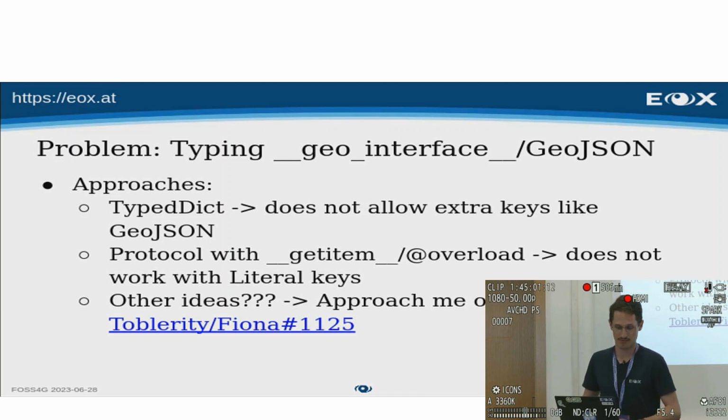But the TypedDict class in Python does not allow extra keys, so we cannot add any keys, for example, that a GeoJSON might have. The second approach was to use a protocol class with overloads for the getitem dunder methods. So we tried to mimic a dictionary in Python. We found that it cannot overload literal types. So I cannot make an overload for the type point and then have another value for the type polygon. We could not make a fix for that.